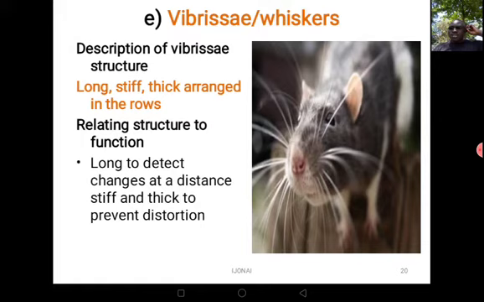And then they are stiff and thick to prevent distortion. If they were thin and weak and so flexible, they would be easily distorted, and they would not give accurate results, especially in detecting the environment.